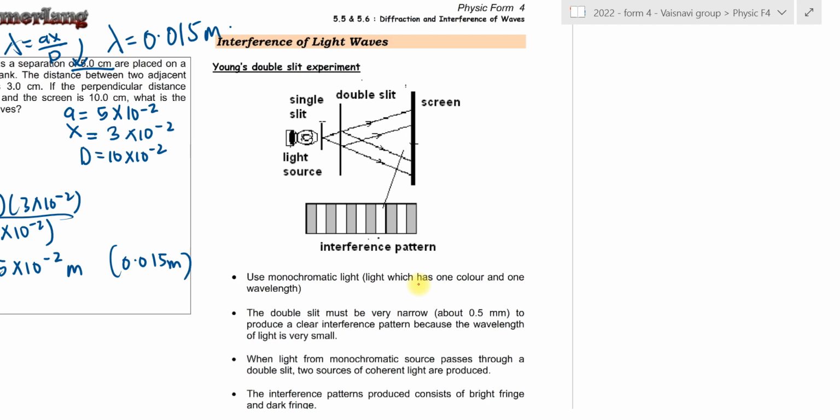Okay? Double slit, kita panggil eksperimen ni sebagai Young's double slit experiment. Sebab eksperimen ni dijalankan oleh Young. Young ni seorang physicist lah. Dia ada Young double slit experiment, dia ada juga Young modulus, macam-macam ada atas nama dia.